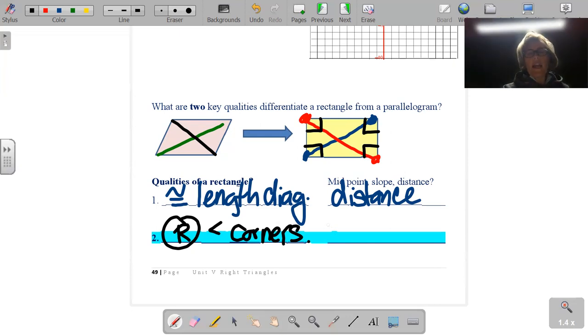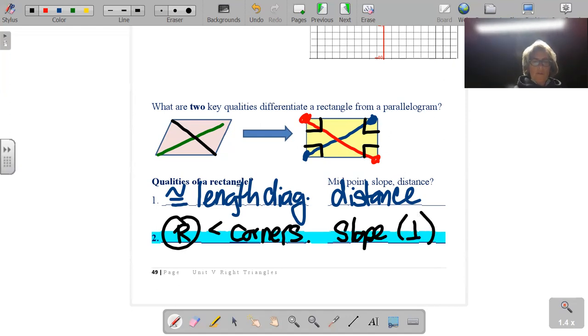How do you prove right angles? That's a slope concept because it's perpendicular.